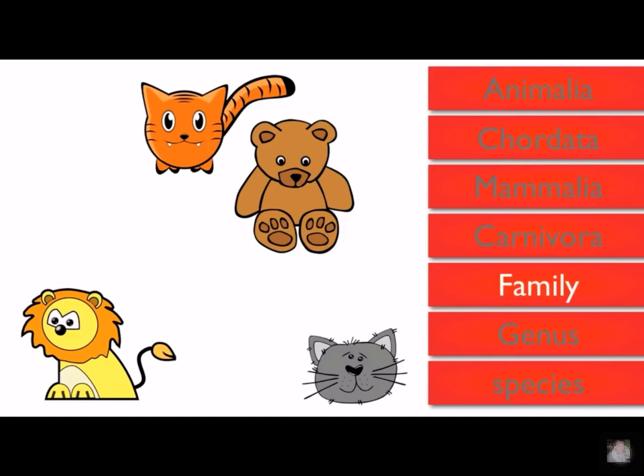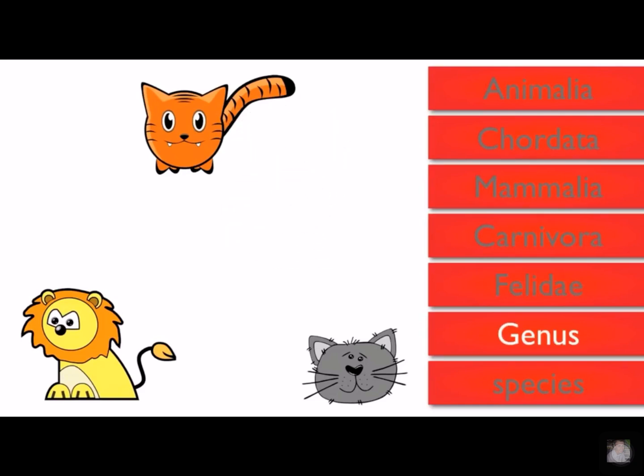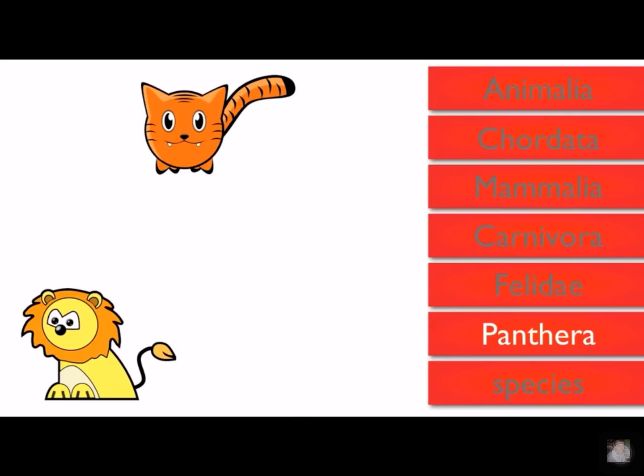Next, we have family. A lion is in the Felidae family. Members of this family have retractable claws, so the bear is removed. Then we have a level called genus. A lion is in the genus Panthera, which means roaring cat. The house cat does not roar, so it is removed. Finally, we have the level called species. Members of the same species can breed and produce offspring. A lion is in the species Leo. So the tiger is removed from this group.